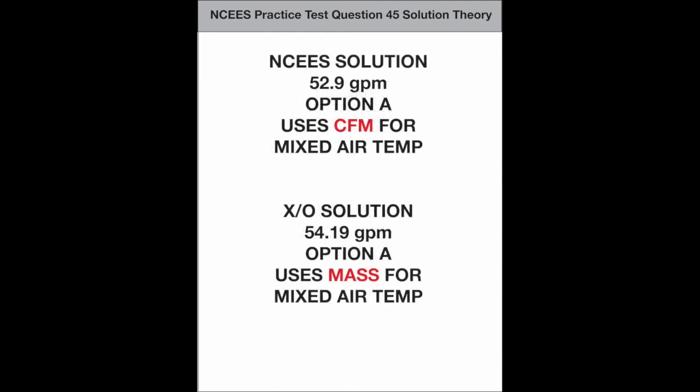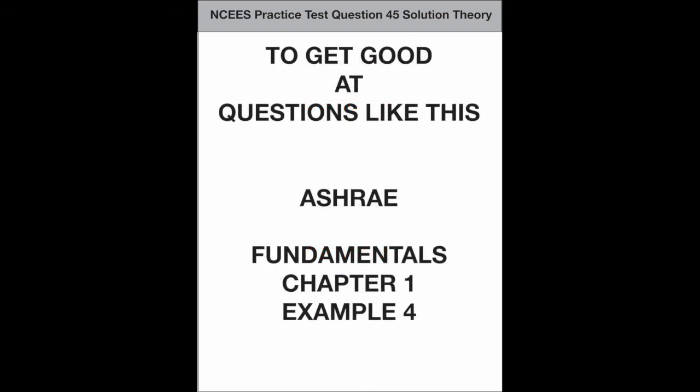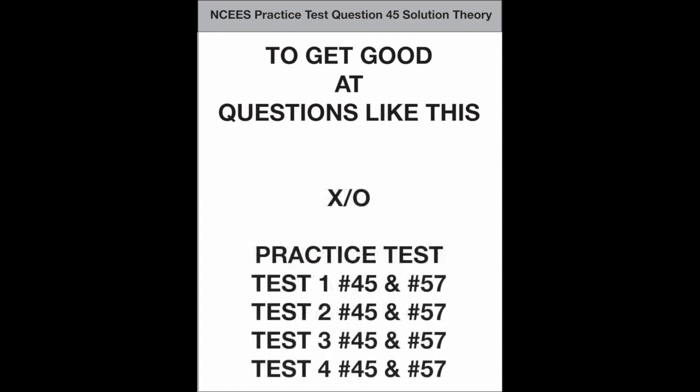Remember, the slight difference in calculated numbers comes from using the more accurate mass values to determine the mixed air temperature. The NCEES solution is a dangerous approximation, using CFM to determine the mixed air temperatures. Even with the different calculation technique, the method provided here gets the correct answer. To get good at questions like this, go through Example 4 in ASHRAE Fundamentals Chapter 1. Also do ExOverZero problems number 45 and number 57 in tests 1 through 4.